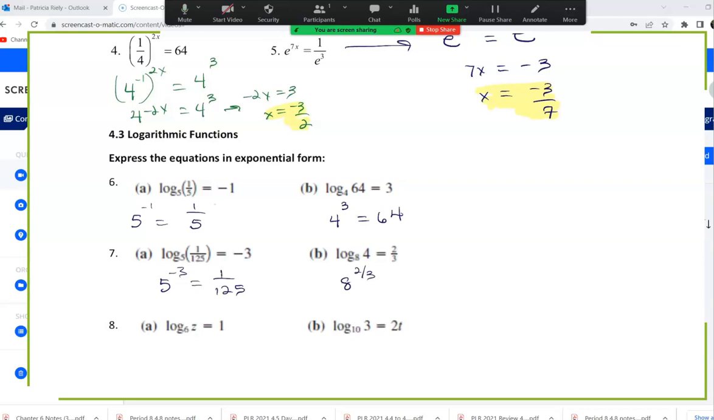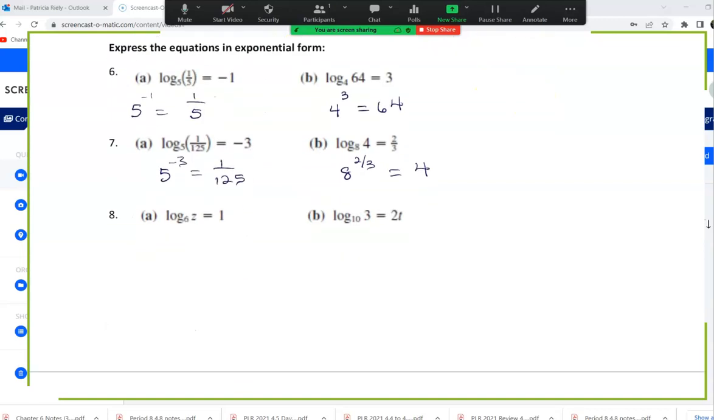Get your base. Remember, logs equal exponents, and set it up. Okay, get your base. Logs equal exponents, and that's going to equal whatever z is. Z is, I guess, 6. And then get your base. Logs equal exponents equals 3. And that's all you have to do for that.